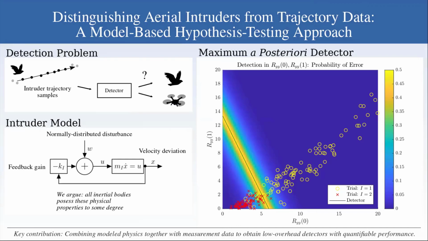Our solution, in contrast to those existing, is to take a more system theoretic approach. We model aerial intruders as inertial bodies, which employ negative feedback in order to maintain a constant speed in the presence of a noisy disturbance. Our intuition stems from the idea that a drone will more tightly regulate its velocity over the course of some trajectory than a bird will. This difference in flight profiles is what forms the basis of the hypothesis test underlying our detector.